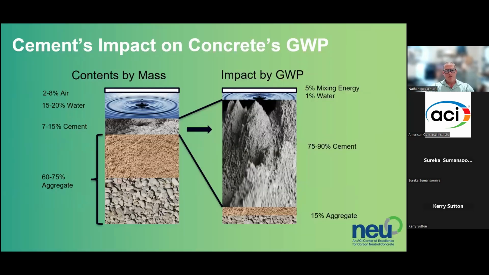The reason that we care so much about how we make cement and the carbon impact that comes from making cement is because of its impact on the concrete's global warming potential. While cement might only be 12% of the mass of concrete, it's responsible for up to 90% of the GWP of that concrete. And so by focusing on being efficient with making cement, e.g. through blended cements, we can be much more efficient in making concrete.